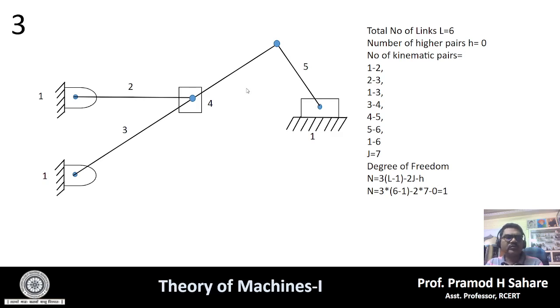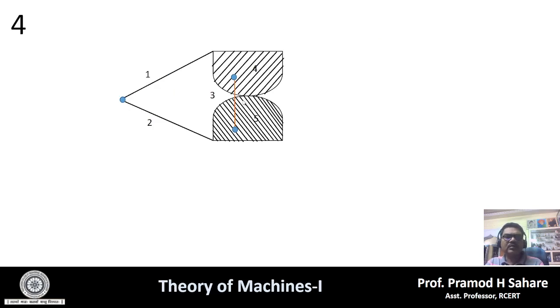Then move towards the fourth example, this one. Now again the same thing, we need to identify the number of links. So total number of links will be 5. As you can see here, this is 1, 2, this will be third, and this fourth and fifth. Then we need to identify the higher pairs. As you can see here, a higher pair only 1, 4 to 5 will be the higher pair.